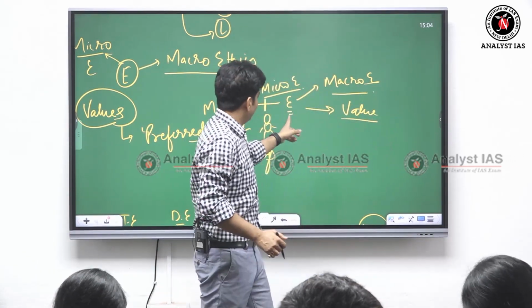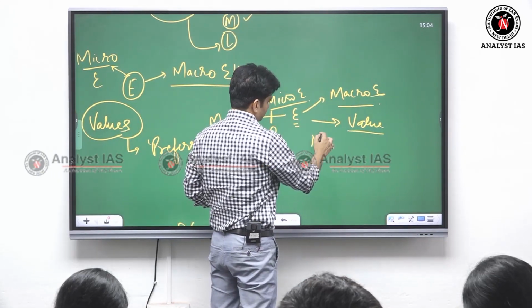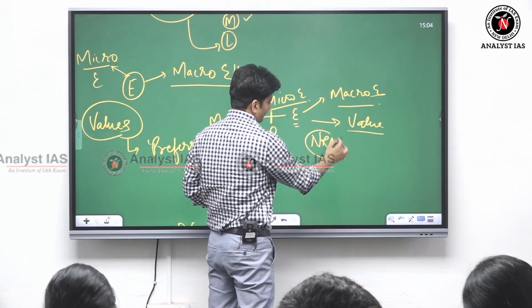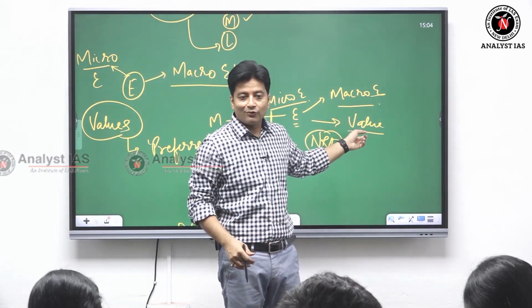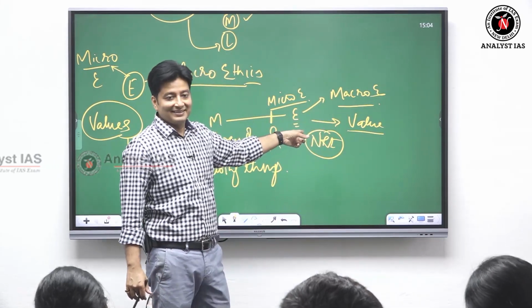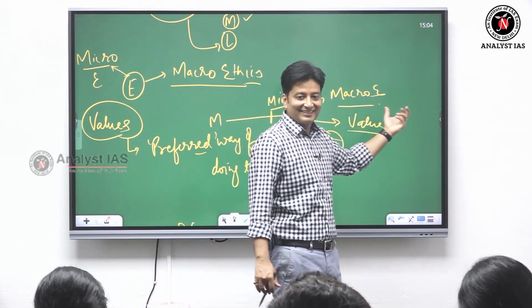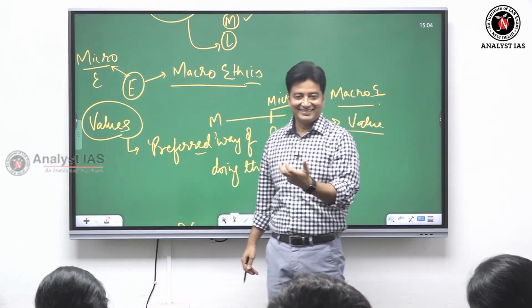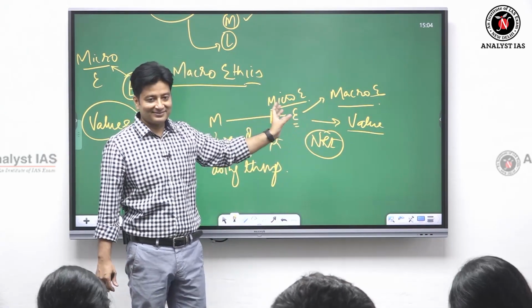Say for example, I am making an NRI group in a different country. In a different country, I will be representing what? Indian values there. But I will have to practice their values too. So this will be a macro concept: the Indian diaspora at the global level having macro ethics in that.